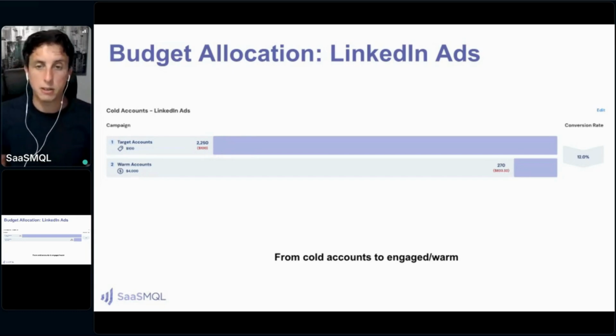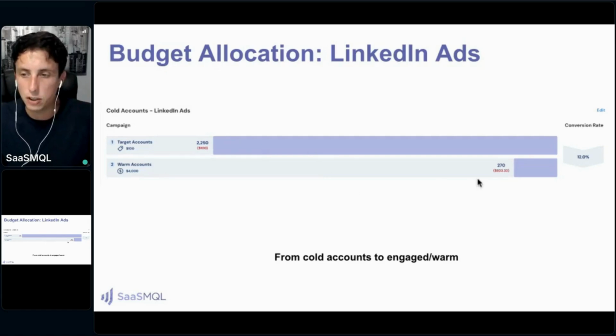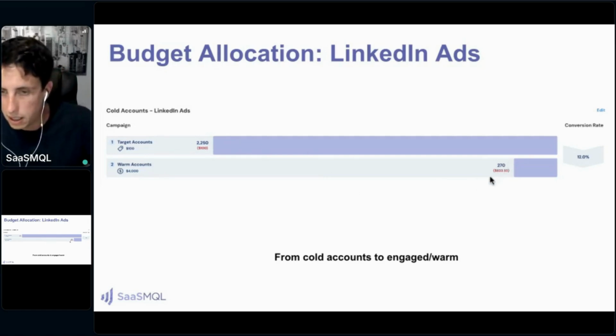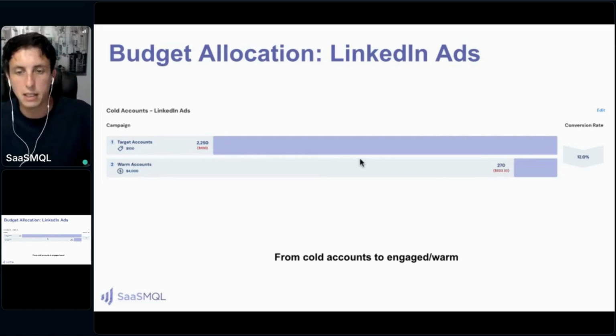So it's 220K for a quarter. And my goal here is to engage at least 270 of these accounts, so about 12%. What is the definition of warm accounts in this case?